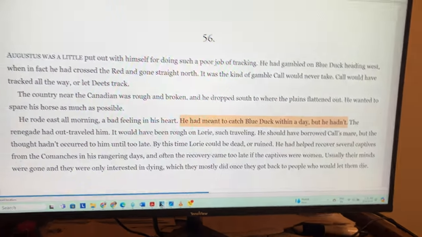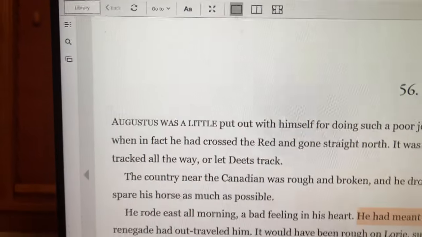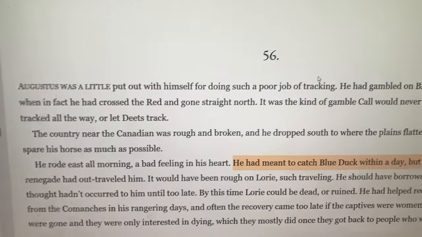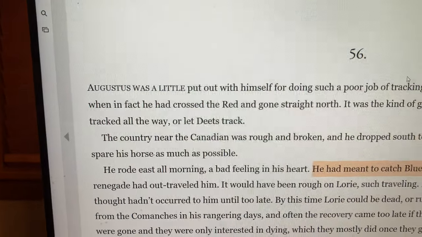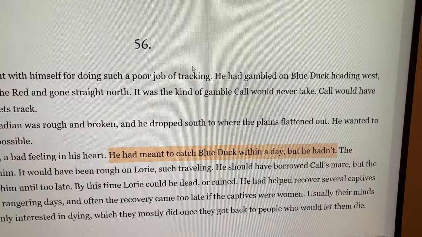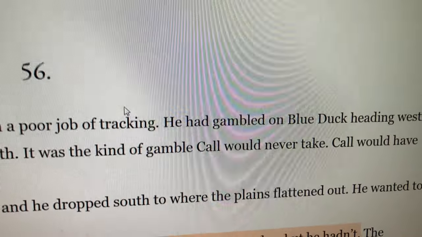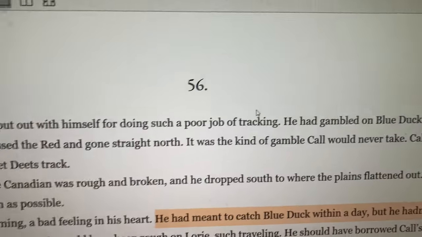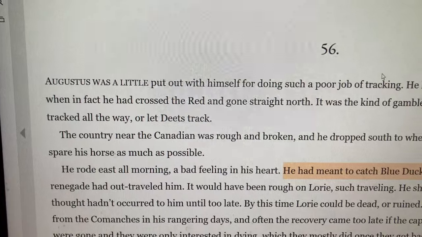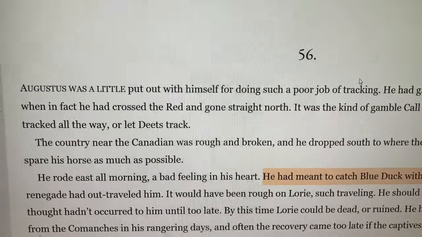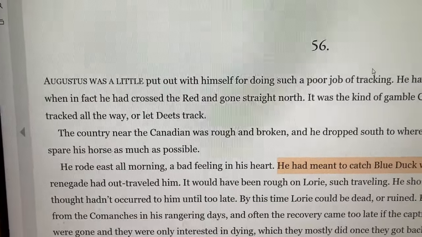So let's look at the beginning of chapter 56 in Lonesome Dove. Now, the first part is transition. Augustus, the captain, is chasing the woman we talked about earlier, Lorena or Lori, who has been kidnapped by a renegade bandit called Blue Duck. He'd made a mistake. Gus was going west, and he realized Blue Duck had taken the woman north. So he rode east going back, and then he's going to go north.